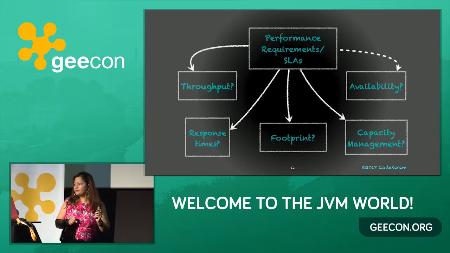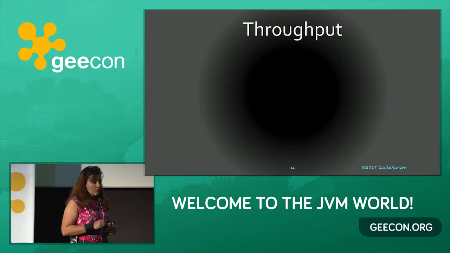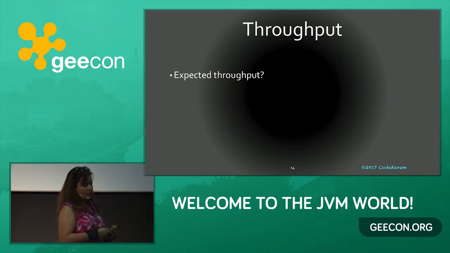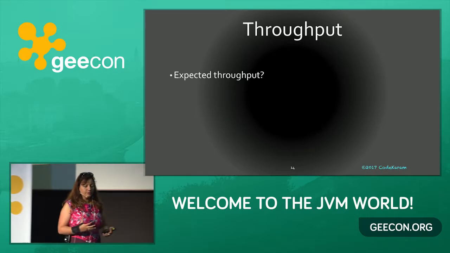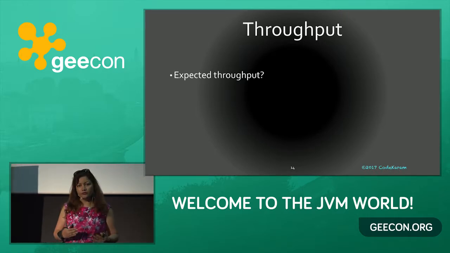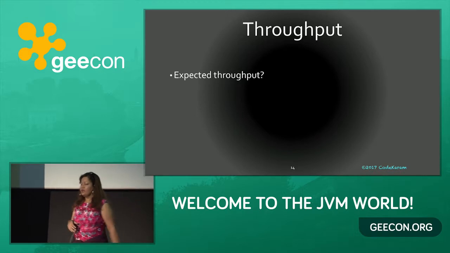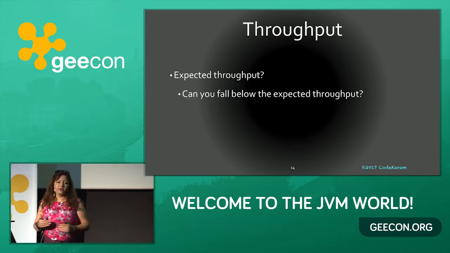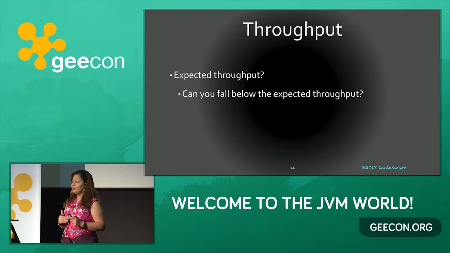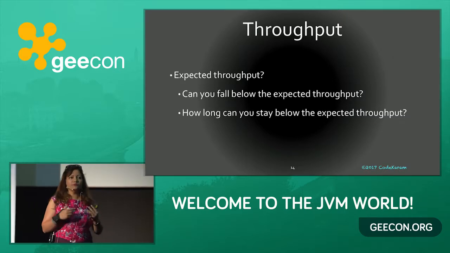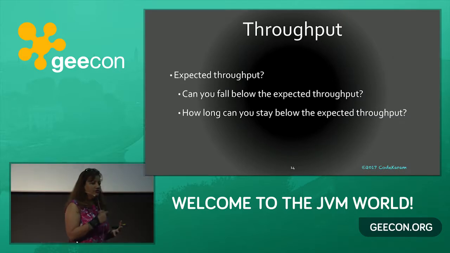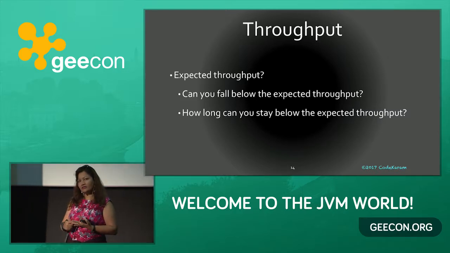So let's start with throughput. When you're trying to figure out how to measure or how to put it down in numbers, the first thing you want to know is what is the expected throughput of your distributed system. Can you fall below the expected throughput? And if you can, how long can you stay there? These are all things that you should be able to measure and quantify: expected throughput, can you fall below expected, and how long can you stay there?